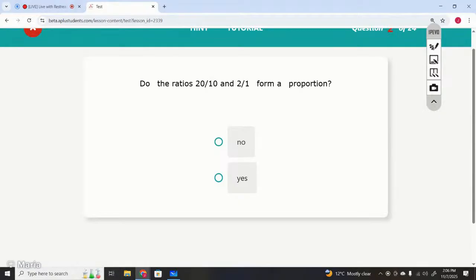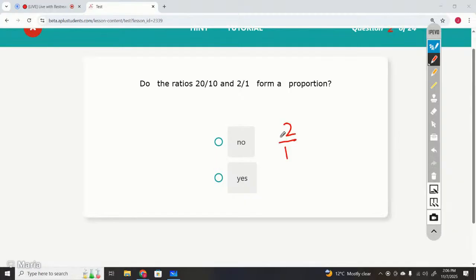Do the ratios 20 by 10 and 2 by 1 form a proportion? So for 2 by 1, let's make the denominator the same. Multiply the fraction by 10, right? Because 10 times 2 is 20. So 10 times 2 is 20 and 10 times 1 is 10. See, their numerators are also the same, right? Now both the fractions are exactly equal, so yes, they form a proportion. The correct option is yes.